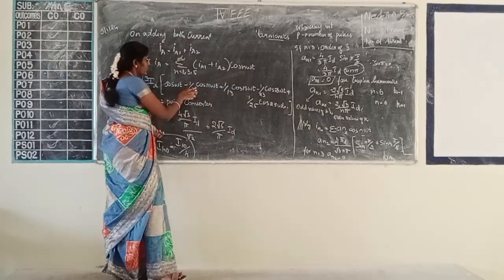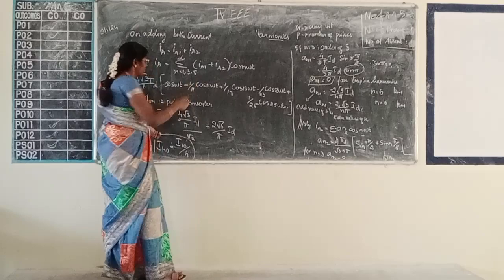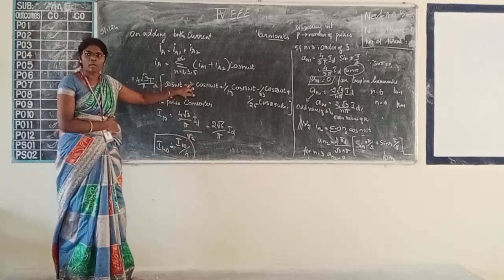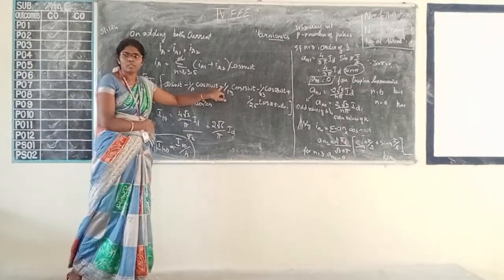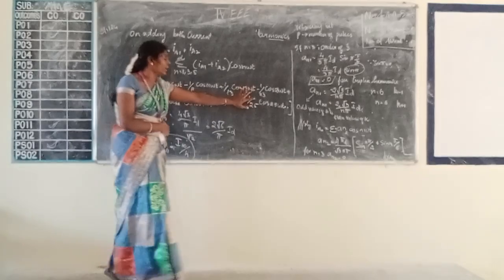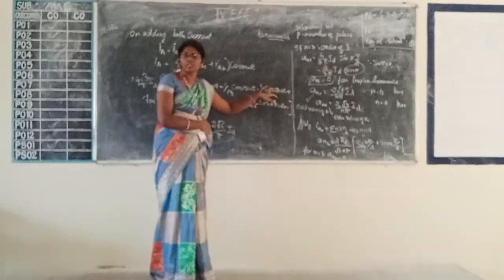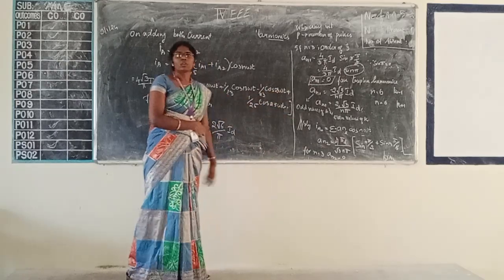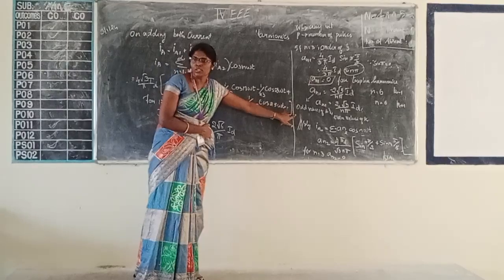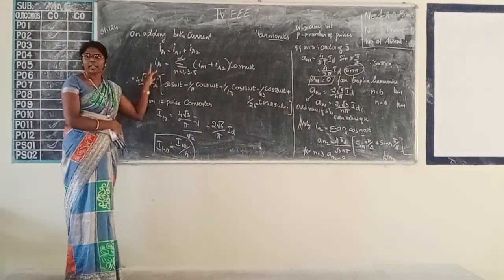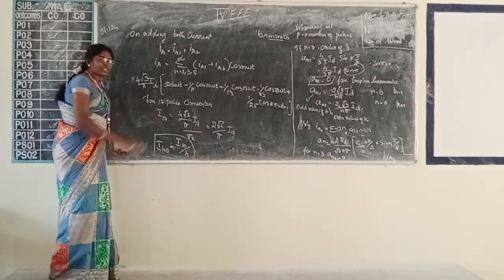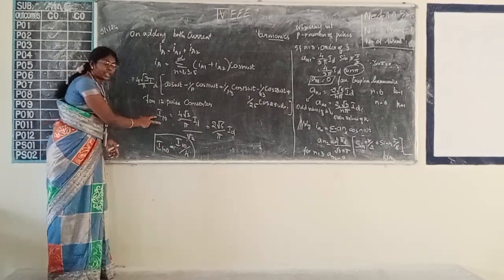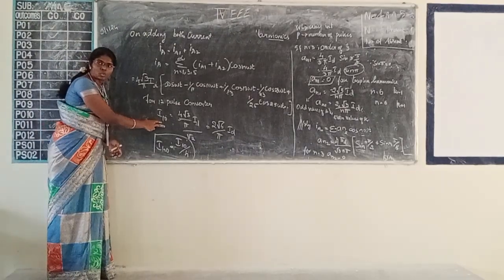So the value is cos omega t minus 1 by 11 cos 11 omega t plus 1 by 13 cos 13 omega t, and minus cos 23 omega t: if the order is 23, then 1 by 23, and if the order is 25, then 1 by 25, and this continues up to infinity. Now for the 12 pulse converter, we are just taking the current as I10.